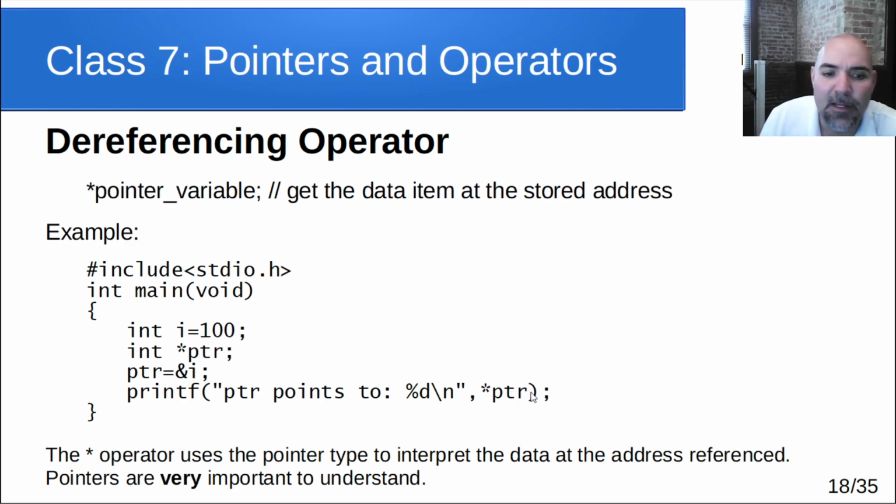So this is going to print out 100. PTR points to 100 when we actually run this. So even though we didn't use I here, we had the address of it. We said, give me what's at that address. What's at that address is the number 100. Now, one thing to note is that the dereference operator uses the pointer type to interpret the data that's there.